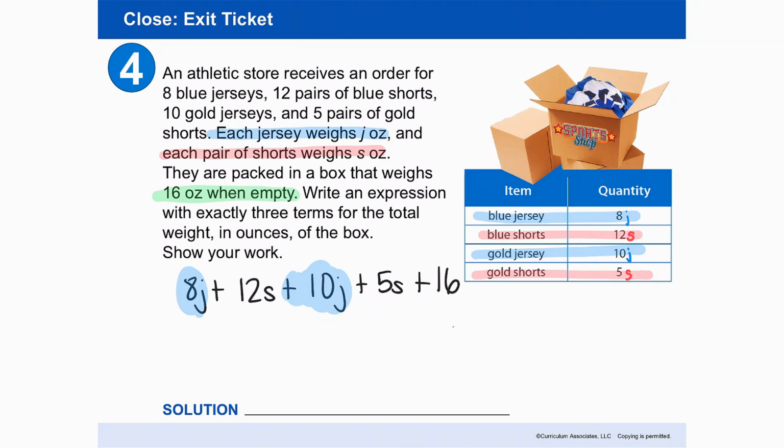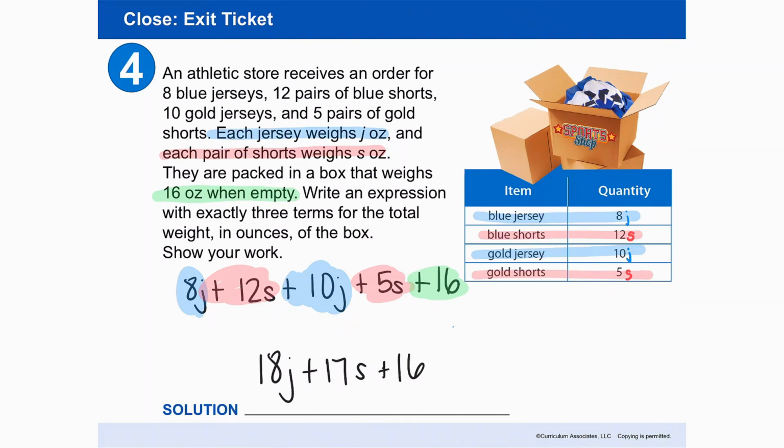Okay, so what's 8J plus 10J? No, you guys, these markers, I swear. 18J plus, let's go to our next one, plus 12S plus 5S. Together, that makes 17S. And then our last one here is the weight of the box. We can't forget that guy.